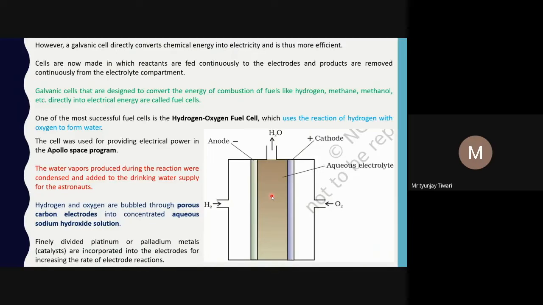Finely divided platinum and palladium metals are used as catalysts, which are there in the pores as well. So metals are incorporated into the electrodes for increasing the rate of electrode reactions, because if we are just adding hydrogen, it doesn't mean the hydrogen will directly react with the oxygen.